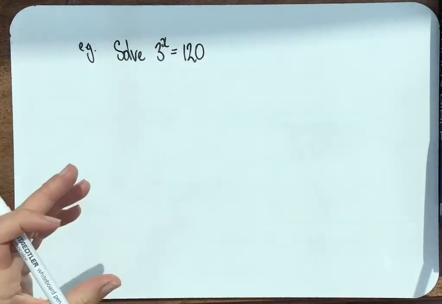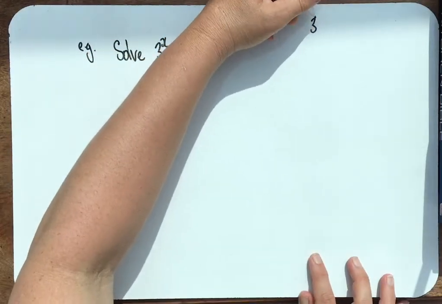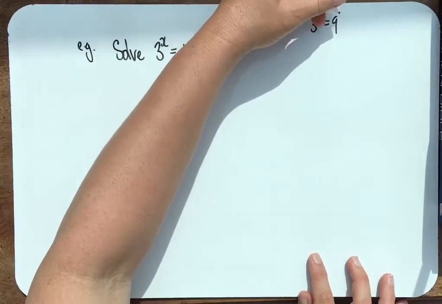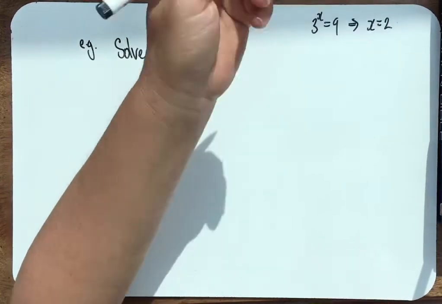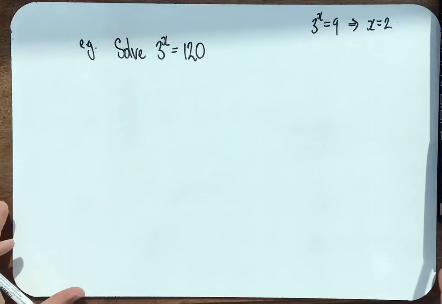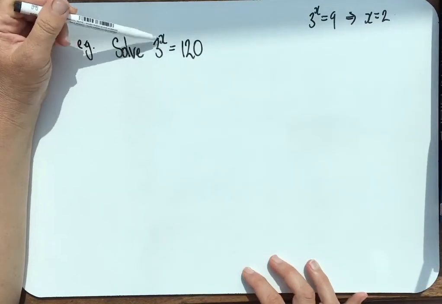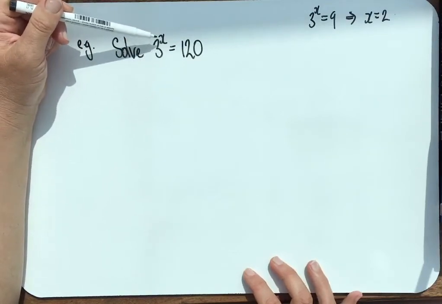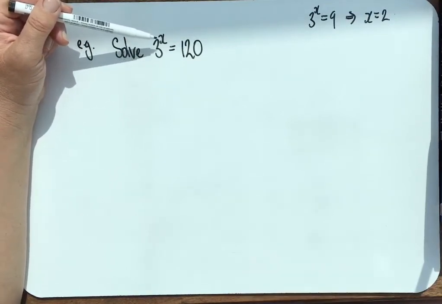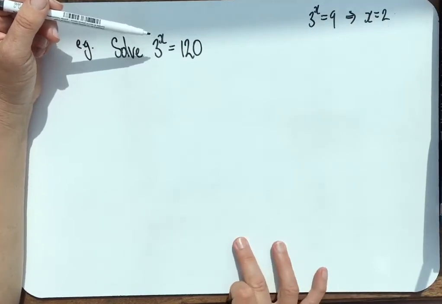So far, any equation like this, you've been able to see the answer. So you might have had something like 3 to the x equals 9, and then you know that 3 squared is 9. So that's just straightforward. But there's no reason why x needs to be an integer or even a fraction. And so we can use logarithms to solve these equations.